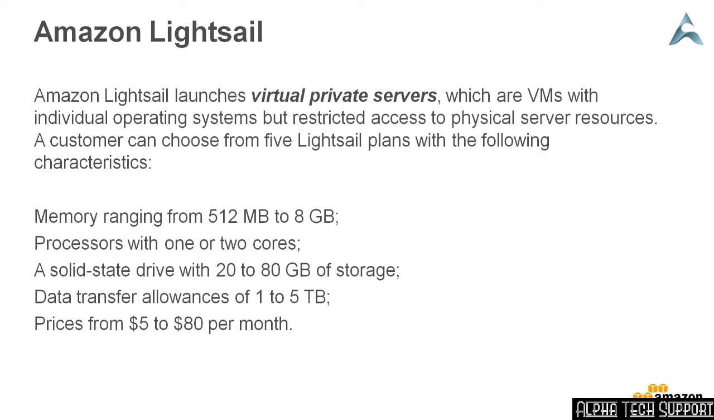A customer can choose from 5 Lightsail plans with the following characteristics. The characteristics are memory that can range from 512 MB to 8 GB, processors with 1 or 2 cores, a solid state drive with 20 to 80 GB of storage, and data transfer allowance of 1 to 5 terabytes. The prices range from $5 to $80 per month. It is cheap as compared to previous traditional solutions.